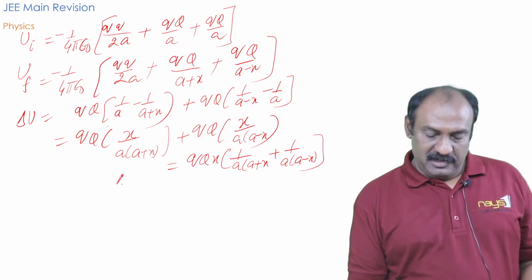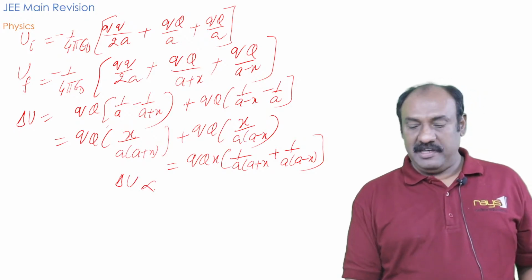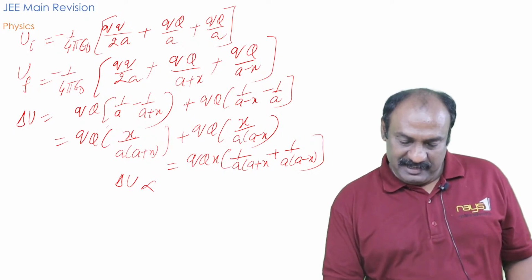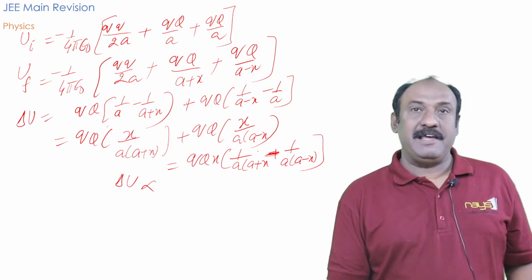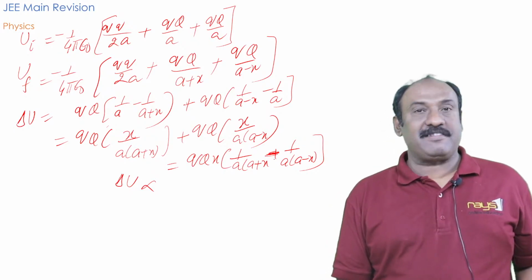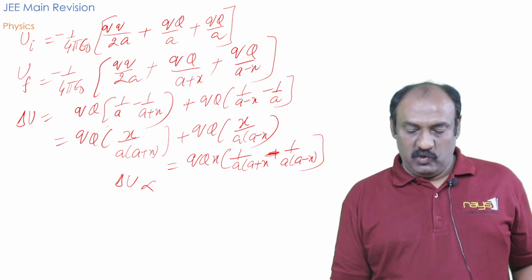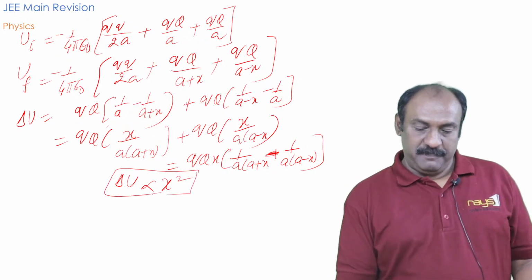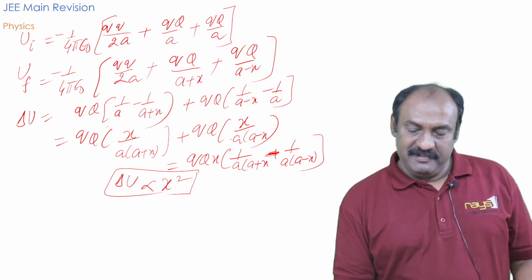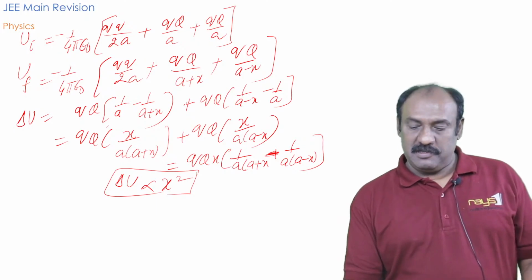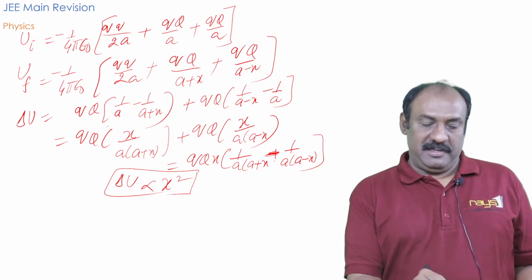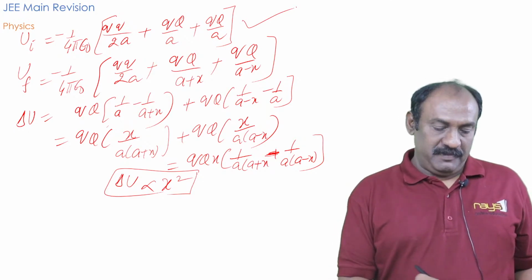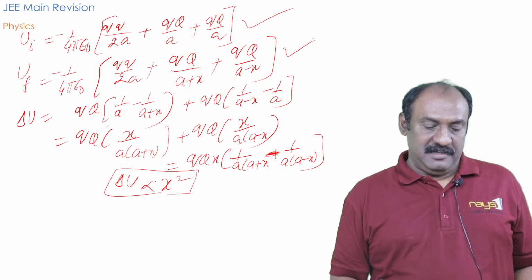So after calculation, the change in potential energy, here you get a minus x plus a plus x, so 2x into x square. So the change in potential energy is directly proportional to x square. You do the calculation here. This is the equation for the initial potential energy of the system of these three charges. This is the final potential energy of the system of these three charges.